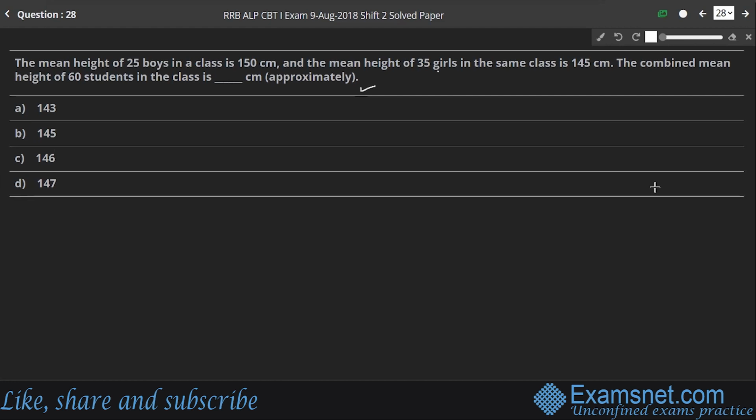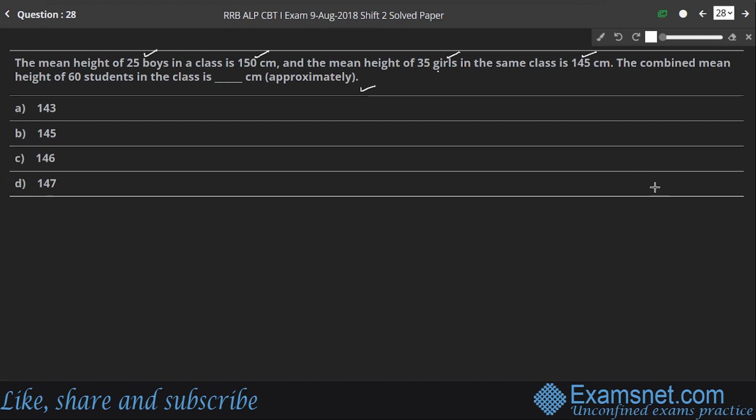Question 28. The mean height of 25 boys in a class is 150 centimeter and the mean height of 35 girls in the same class is 145 centimeter. The combined mean height of 60 students in the class is, approximately, right?